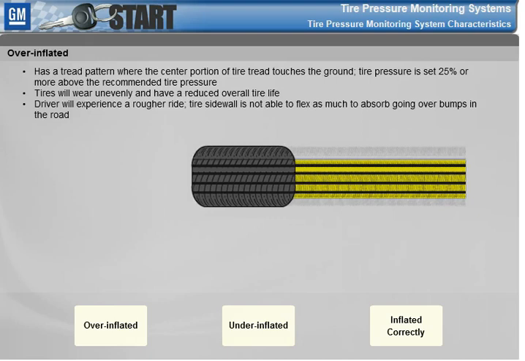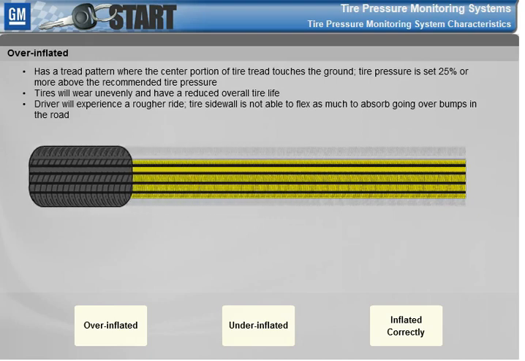A tire that is overinflated has a tread pattern where only the center portion of the tire tread touches the ground. Overinflated tires have a tire pressure that is set 25% or more above the recommended tire pressure. Tires that are overinflated will wear unevenly and, therefore, reduce the overall life of the tire. Because the tire is overpressurized, generally the driver will experience a rougher ride. This is because the sidewall of the tire is not able to flex as much to absorb going over bumps in the road.